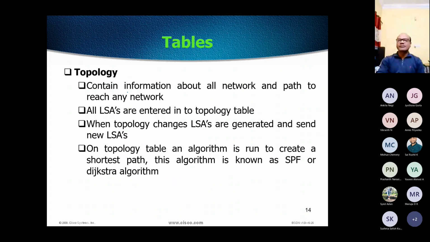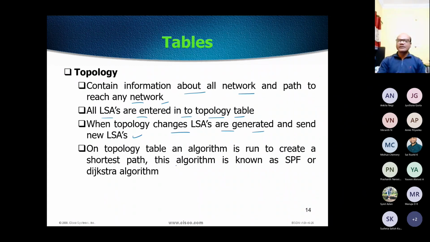And the next thing, the topology table, contains information about all the networks and the paths to reach any of them. Topology means, as you know, the design and connectivity, how it has been connected. So how many routers have been connected, and it determines the best path in the network. All your LSAs enter into the topology table. When the topology changes, an LSA is generated and the new LSA is sent.